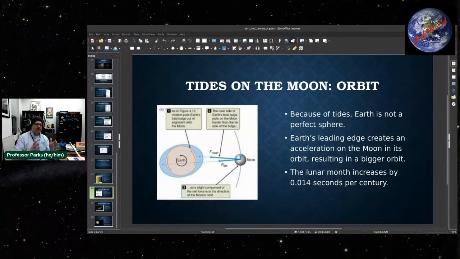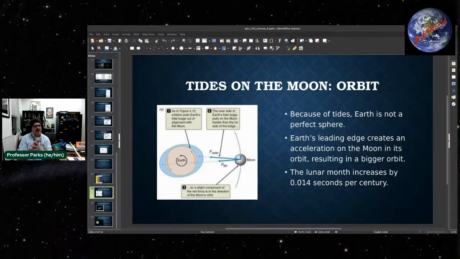So as I said, the moon presents the same face to us all the time. It is what we call synchronously locked. More strictly speaking, what that really means is that its rotational period is exactly equal to its orbital period. So its orbital period is 27.3 days, and its rotational period is also 27.3 days.